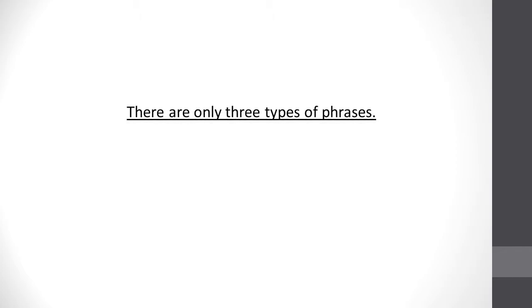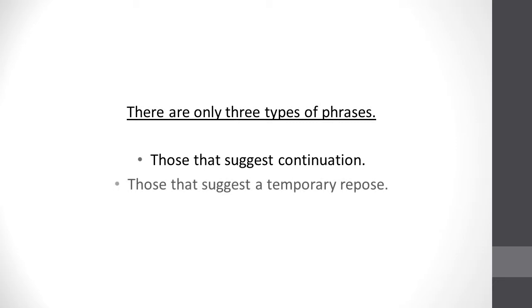In the last lesson, we learned about how combining rhythmic motifs can create rhythmic phrases. In this lesson, we're going to learn about different types of phrases. There are only 3 types of phrases: those that suggest continuation, those that suggest a temporary repose, and those that suggest finality.